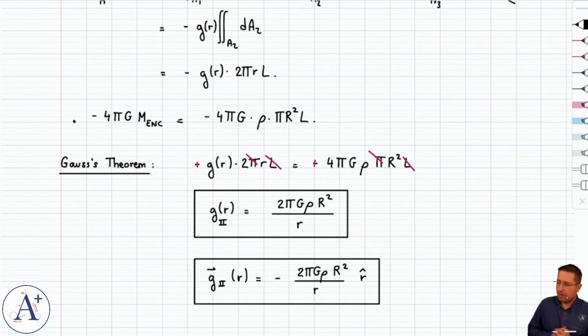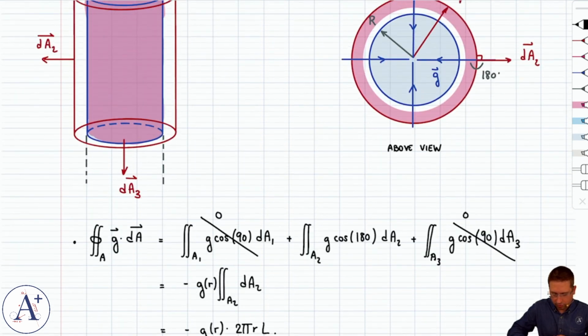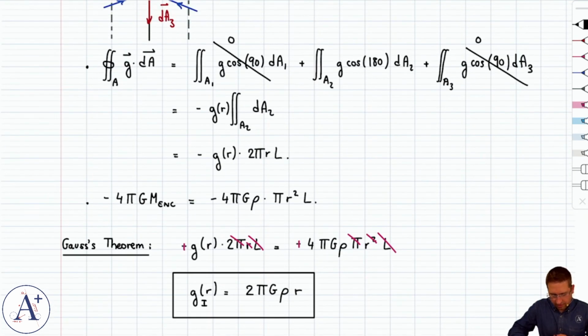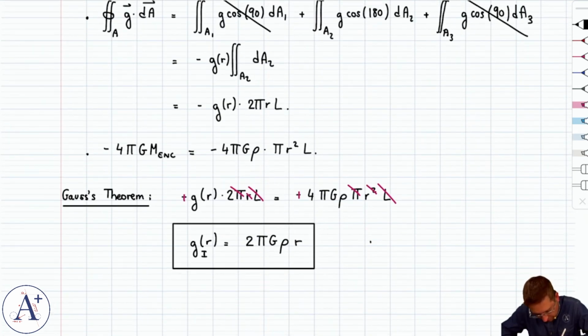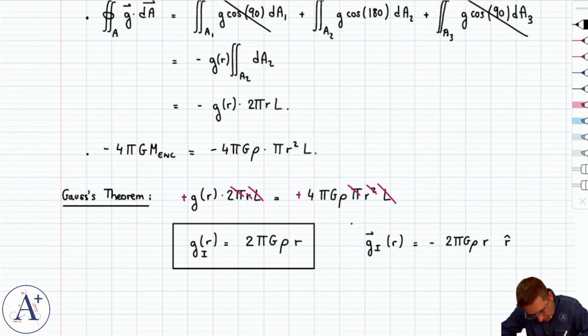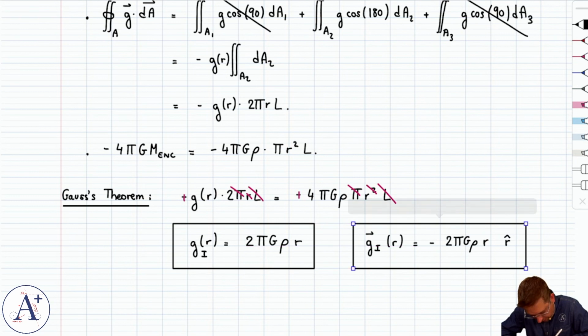All right, so one last thing. Let's compare g1 and g2, because they're not the same, if you remember. G1 looked like this. Actually, by the way, let me do this in case you wanted the vector. Just add minus r hat. That's your direction. It's a radially inward gravitational field. All right, cool. So G1 does not look like G2.